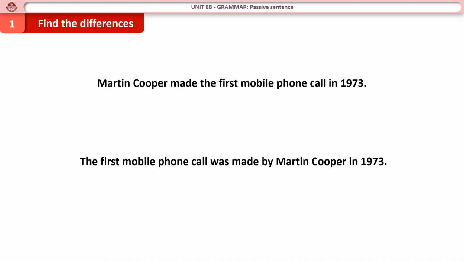First, let's have a small activity called Find the Differences. Have a look at these two sentences and please identify some differences that you can see here. A hint for you would be to have a look at the subject and also pay attention to the verb.